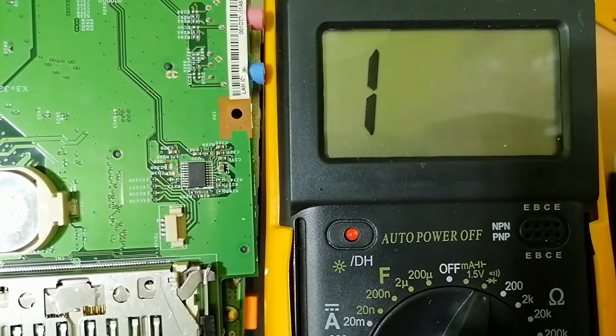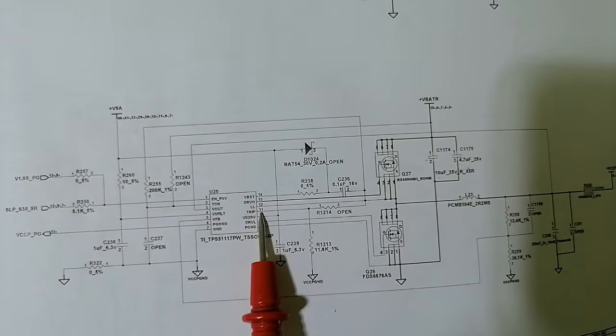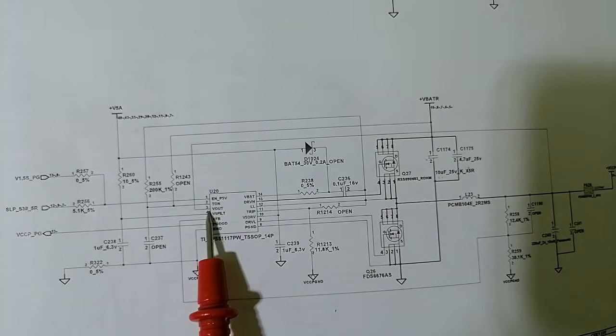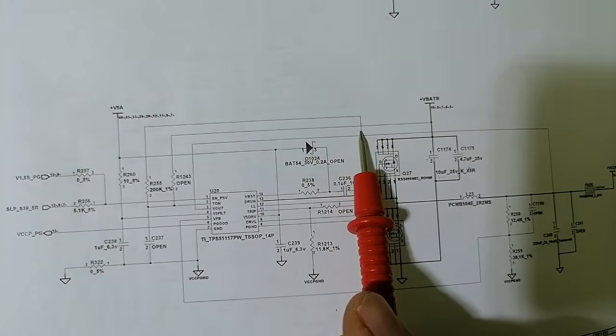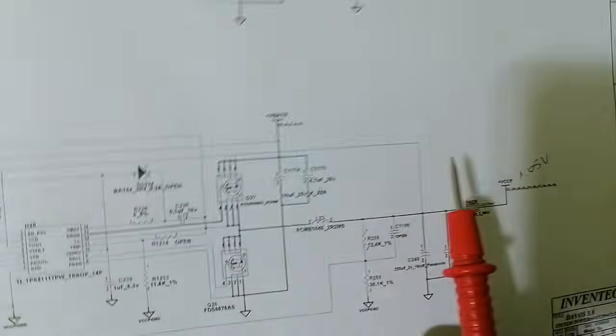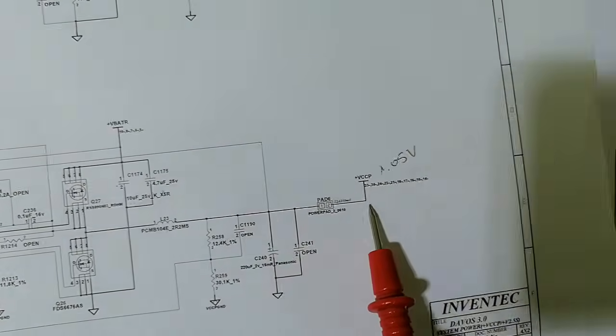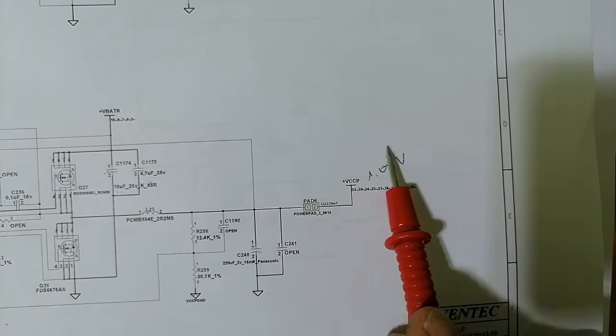So let's make it simple on paper. For this IC, for example, do you see this IC? Here we have the V out. In pin number 3, we have V out. Basically, as you can see, if we follow this path, the V out is the VCCP, 1.05 volt for chipsets. This is the V out.